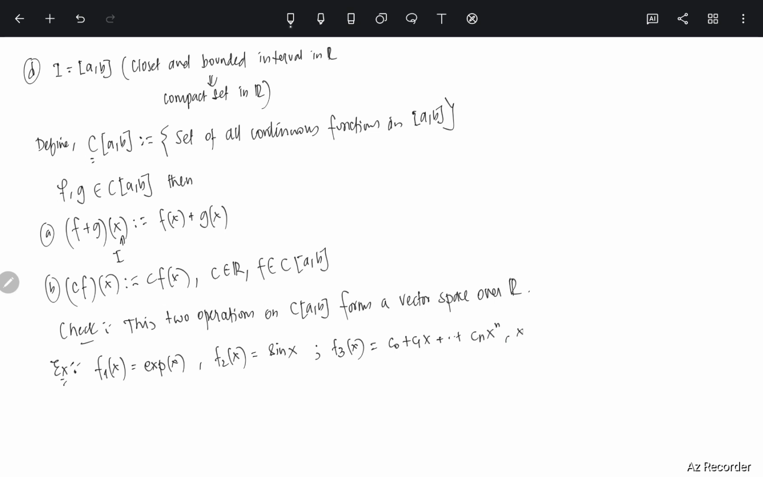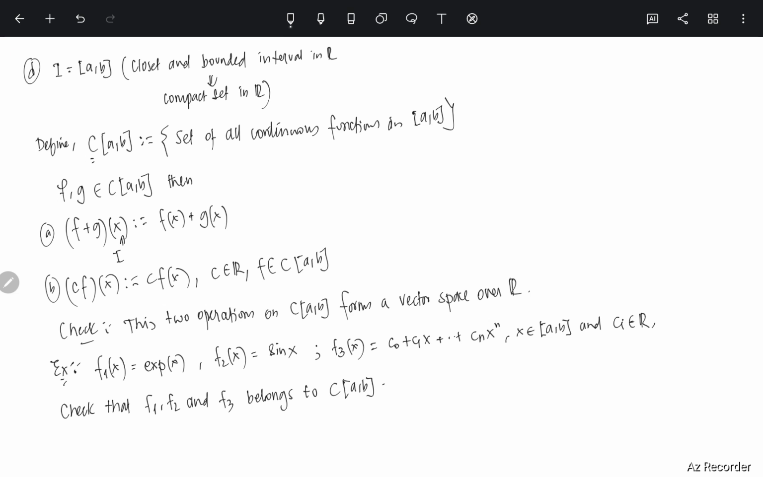Here x is in [a, b], and each ci is from R. So this is a polynomial, and any polynomial will also be a continuous function. If you do not know this, please check that f1, f2 and f3 belong to C[a, b]. Okay, right. So this forms a vector space.